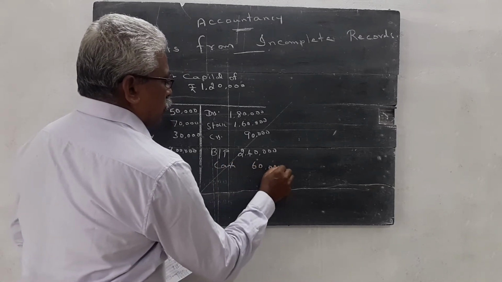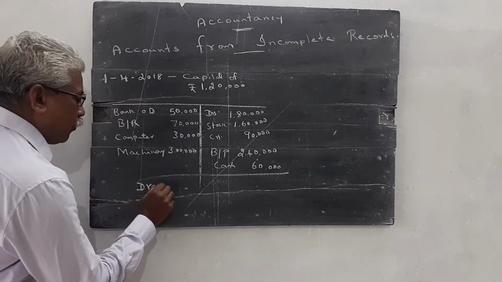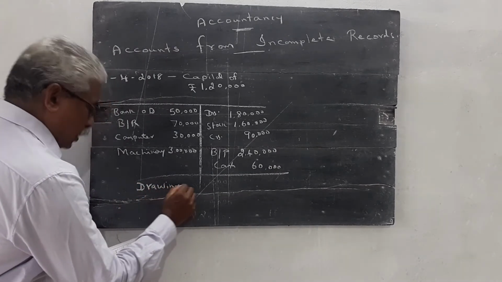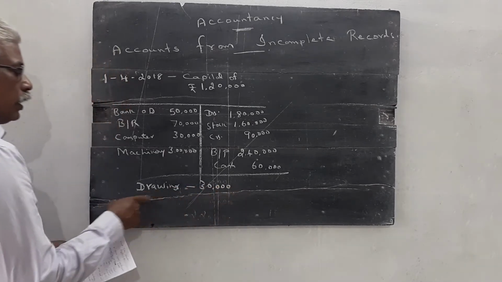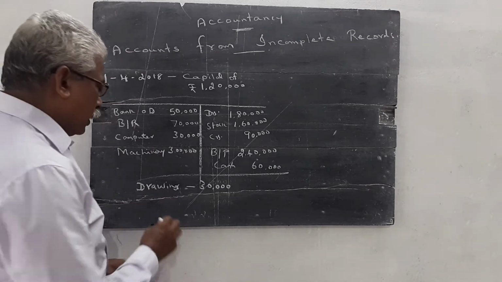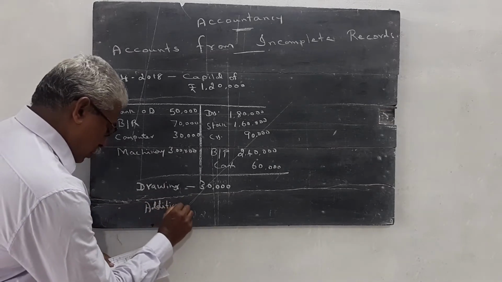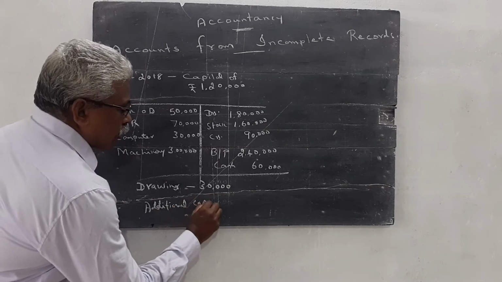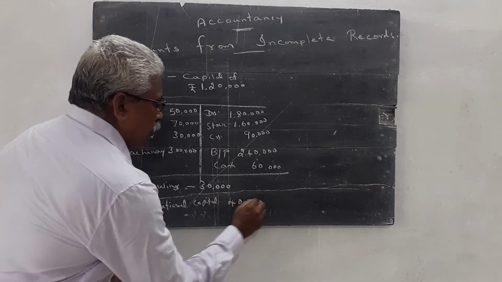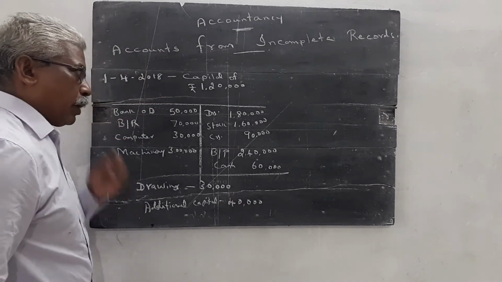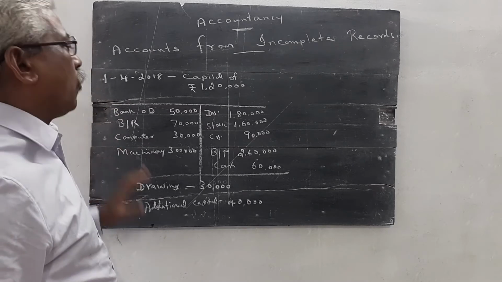Then cash 60,000. Then during the year, Mr. A withdrew rupees 30,000 for his personal use, so it is considered as drawings. Then additional capital 40,000. With the help of this information, we have to calculate the profit.